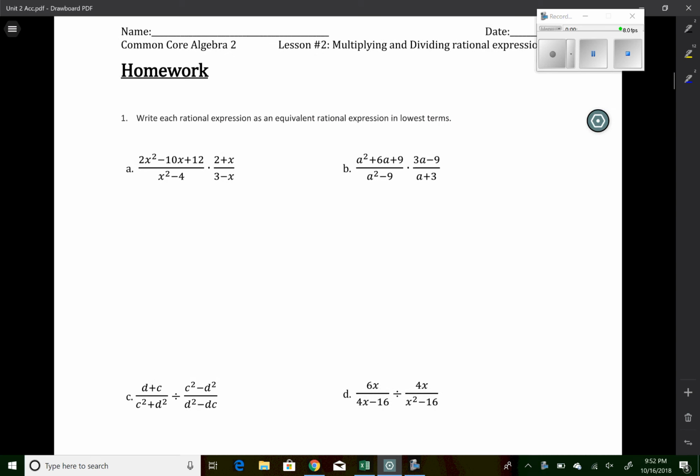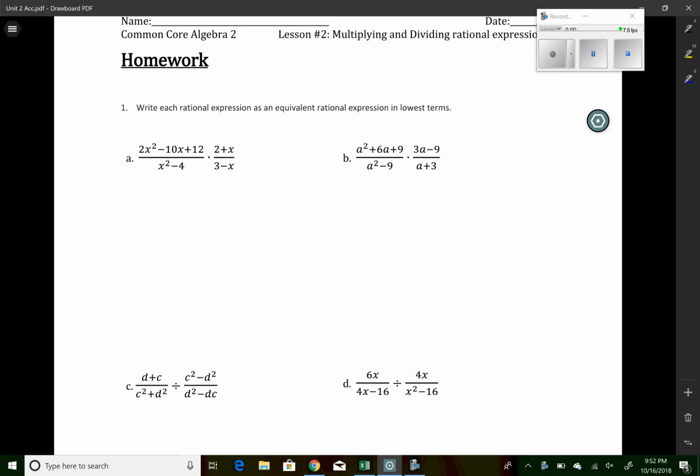So for number 1a, we got to start by factoring. The first thing I notice is this first numerator has a GCF of 2, which I can then divide out, leaving me with x squared minus 5x plus 6. So now I can say that first numerator becomes 2, x minus 3, x minus 2, x plus 2, x minus 2, 2 plus x, and 3 minus x.